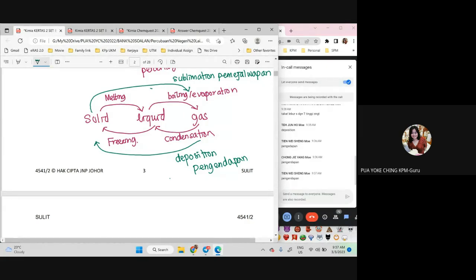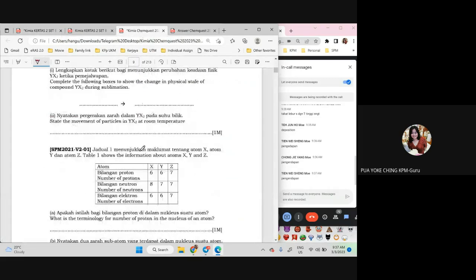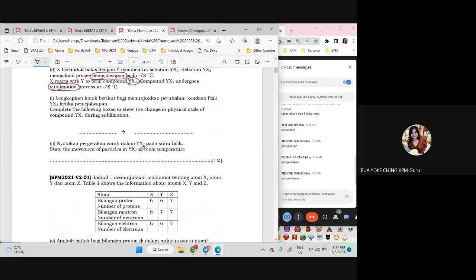Okay? So, this one is the process juga dalam chapter 2. Okay? So, ini yang biasalah. Ini, so this one pemejawapan, sublimation, so is solid, turn to gas. Okay, so state the movement of YX2 at room temperature.